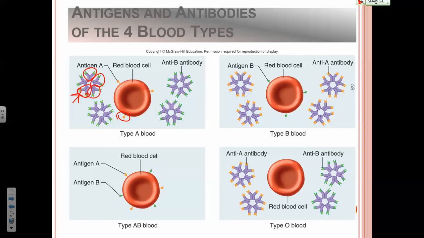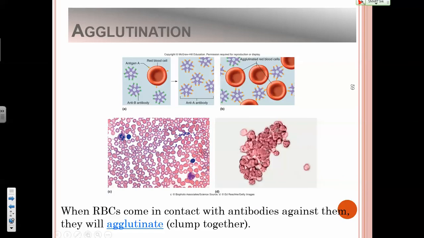Here's type B blood. See, here's the B antigen, and here's anti-A antibodies. And then on the bottom left, you have type AB blood. See how they have both antigens on the surface of that red blood cell, but neither one of the antibodies? And then on the right, you see type O blood with neither antigen, but both kinds of antibodies. Okay, look at this.